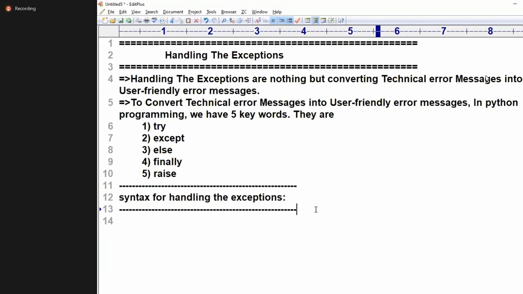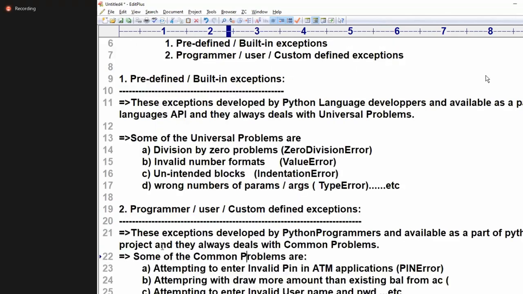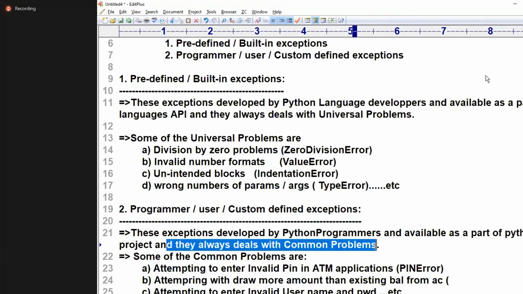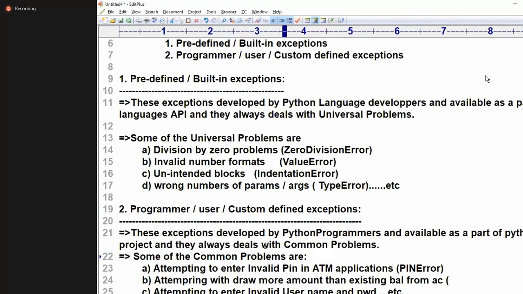Common problems. See, my words are very important. Those words you need to carry, because they are international terminologies. Even a layman can understand the programming of exceptions: common problems. Some examples: attempting to enter an invalid PIN, attempting to withdraw more amount than existing, attempting to enter an invalid username and password.